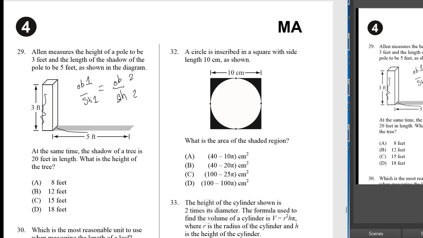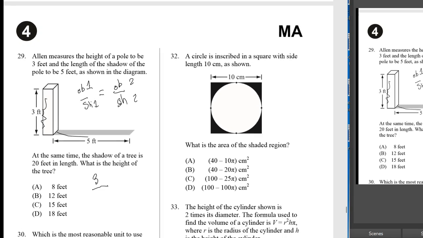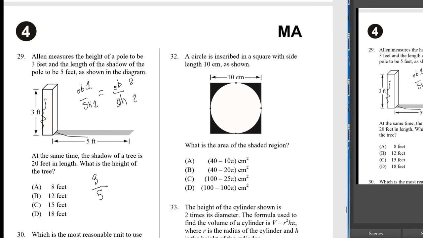So the object 1 is the pole. We have the pole is 3 feet, the shadow is 5 feet. Object 2 is x feet. I don't know how big it is, but I do know the shadow is 20 feet. So I have 20 times 3 over 5, because I'm going to cross multiply and divide. That's 4 times 3, I'm going to get 12. X is 12 feet.